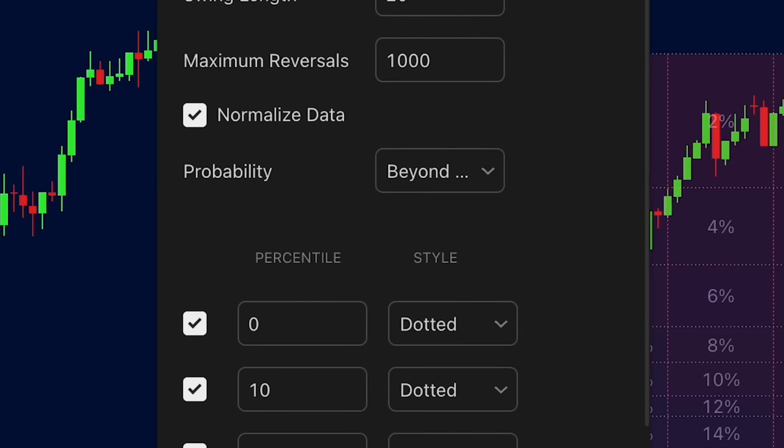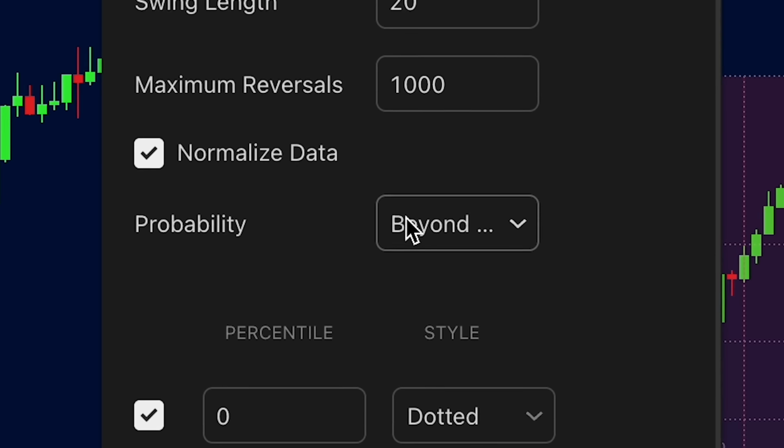But here's where it gets really interesting. You can choose between 2 probability modes. The default beyond each cell mode shows you the probability of price moving beyond each zone, but the within each cell mode shows you the exact probability of the reversal happening in that specific area. This gives you surgical precision for your entries.